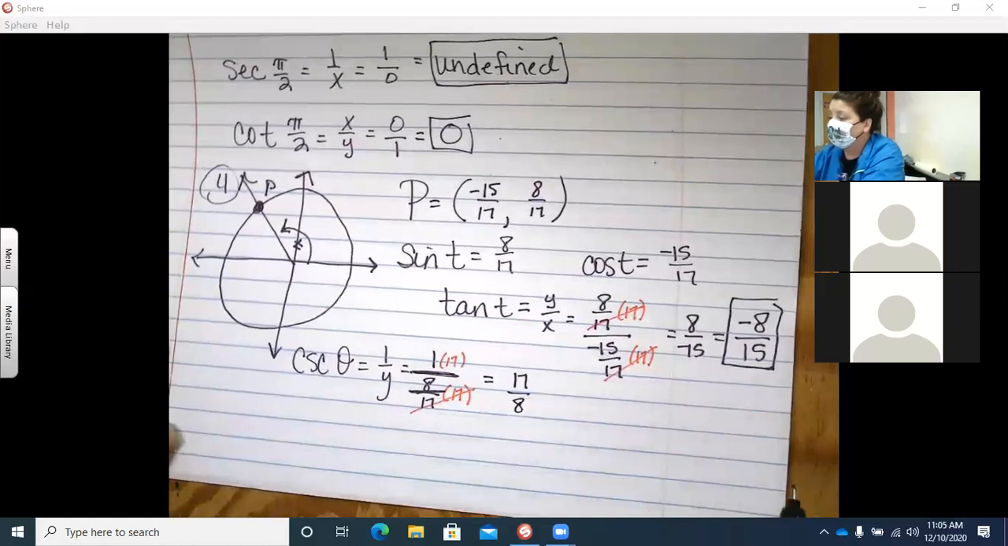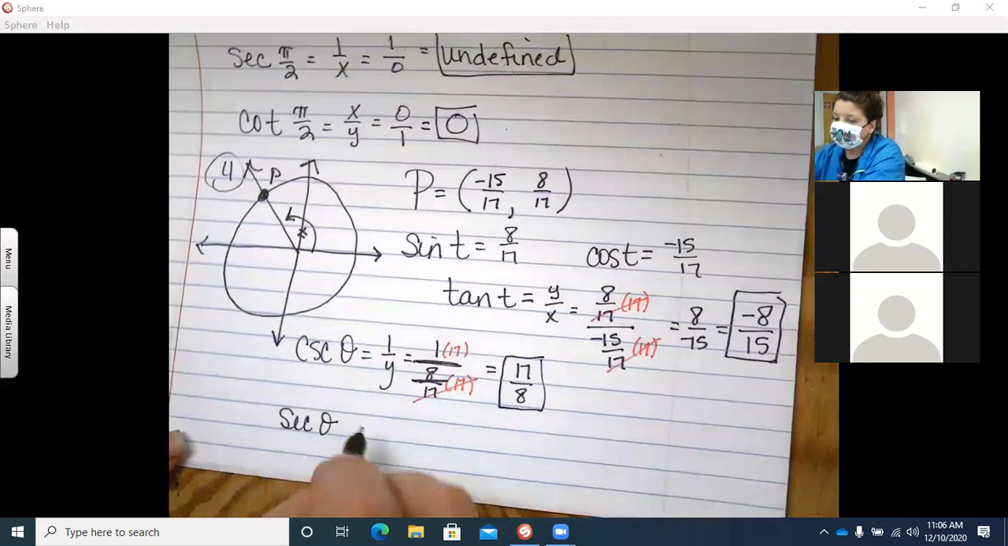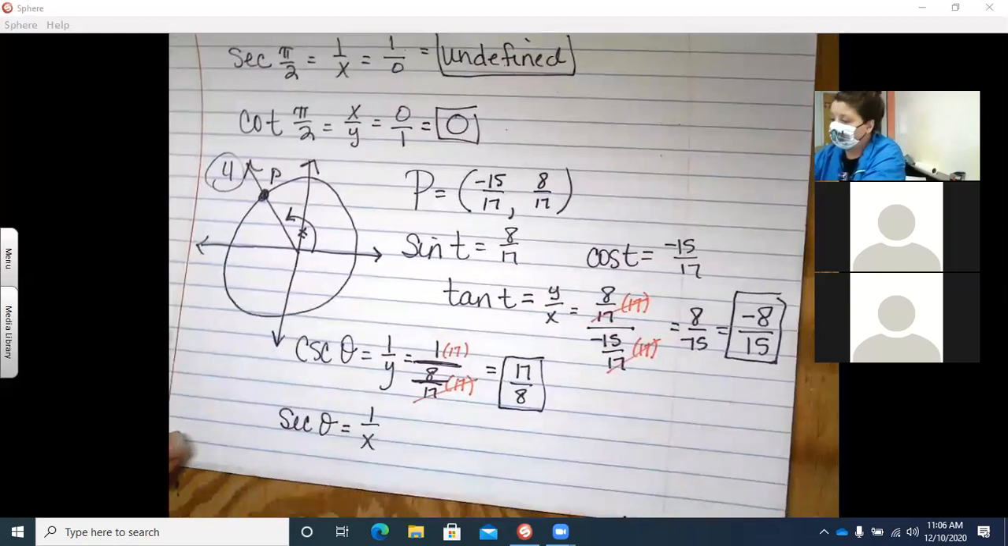Can I reduce 17/8? No, just leave it improper. If I could reduce it, then reduce it, but you don't need to turn it into a decimal or a mixed fraction. Just leave it improper. Y'all cool with that? Okay. Secant of theta is the reciprocal of cosine, so that's 1 over x. So in this case, that's 1 over negative 15/17.